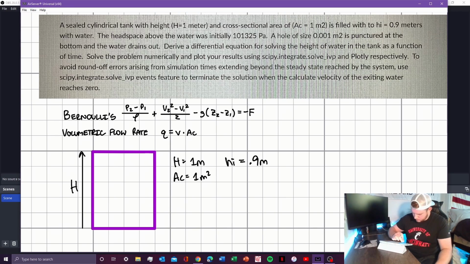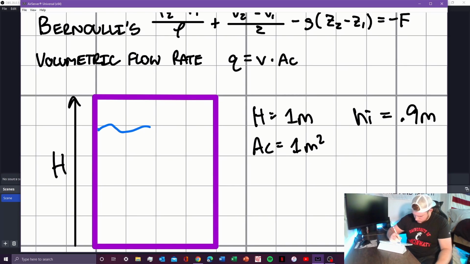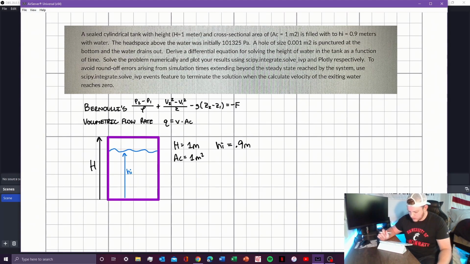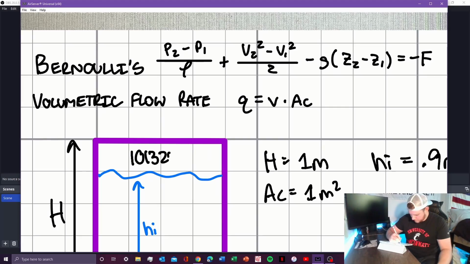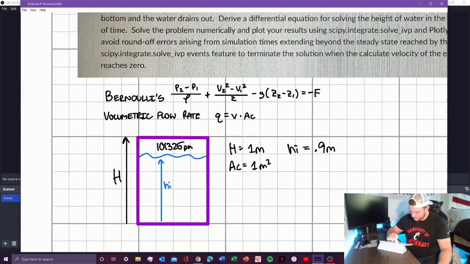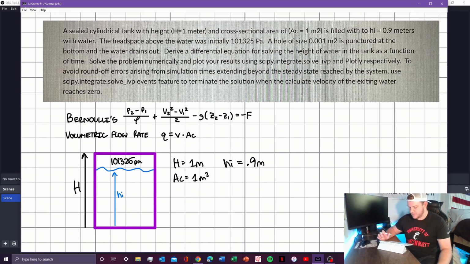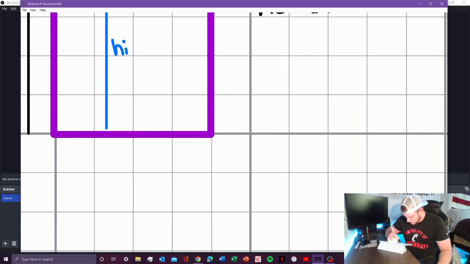Go ahead and draw that in real quick. This is H initial. The headspace above the water is initially standard atmospheric pressure, which is 101.325 pascals. A hole the size of 0.001 meters squared is punctured at the bottom of the tank and water drains out at an unknown velocity. So that is our hole and our water draining out at a flow rate that we do not know yet.